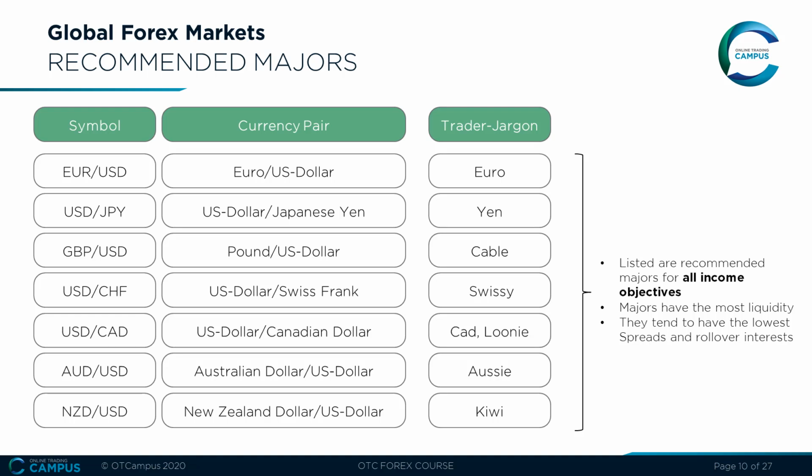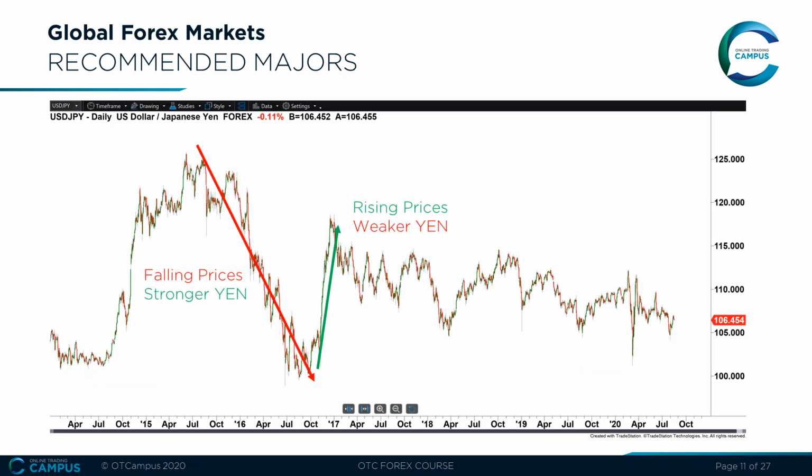Notice that some currency pairs either have the US dollar as a base currency or as the quoted currency. Whenever you have the US dollar as a base currency, like for the USD JPY, the USD CHF, and the USD CAD, you are basically looking at the inverse Japanese yen, Swiss franc, and Canadian dollar. Meaning a stronger Japanese yen means falling prices in the chart, and a weaker Japanese yen means rising prices in the chart.